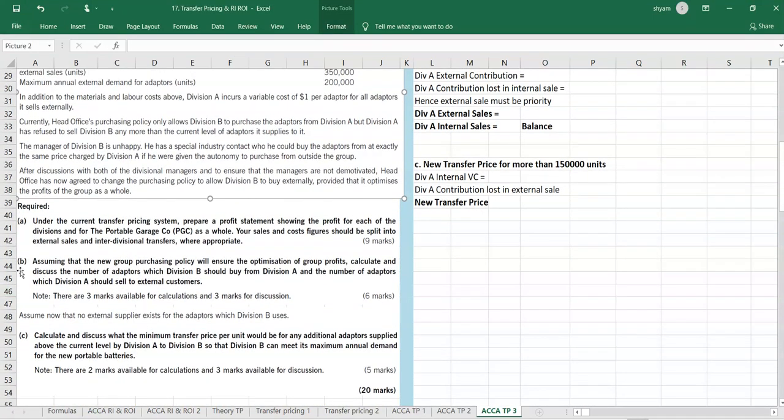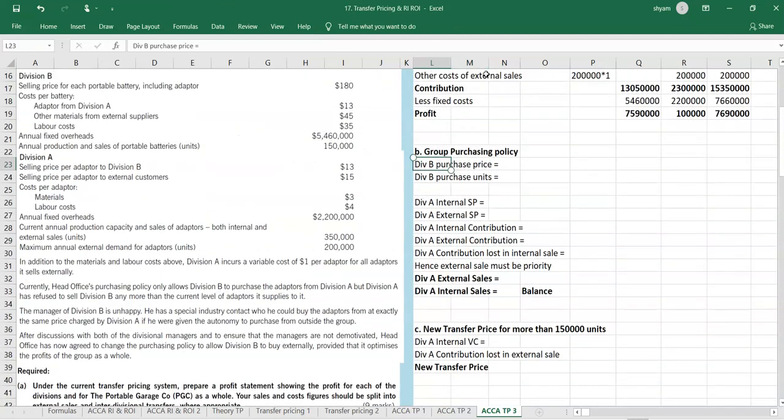The second part is, assuming that the new group purchasing policy will ensure the optimization of group profits, calculate and discuss the number of adapters which division B should buy from division A, and the number of adapters division A should sell to its external customers. So they are giving a free hand to both the divisions. So what should they do?